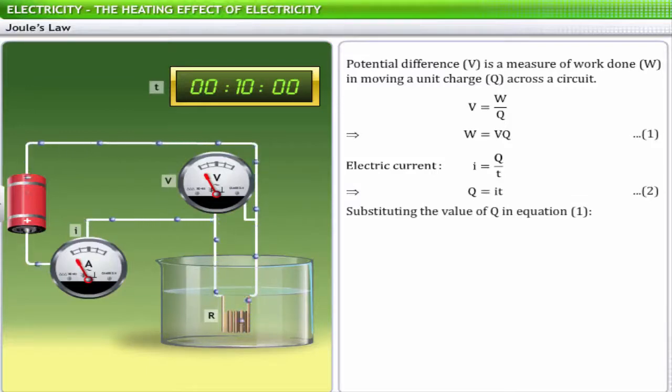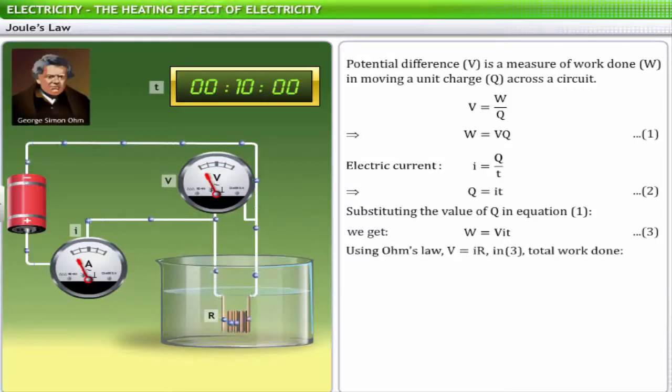Substituting the value of Q in equation 1, we get equation 3. W is equal to VIT. Now let's use Ohm's law. V is equal to IR. In expression 3, to get the formula for the total work done by electric current, the total work done by electric current, W, is equal to I square RT.